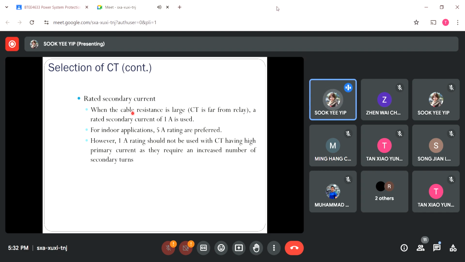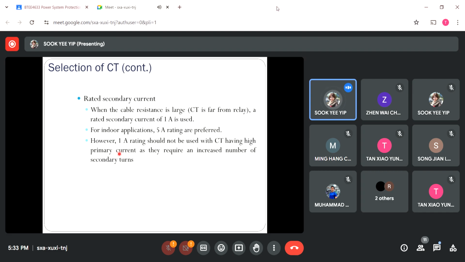So with this scenario, we usually will prefer to use the current transformer with the secondary current rated at 1 amp instead. But for indoor applications, the distance between the relay and current transformer is not so high right now. So we can use much higher ratings like 5 amp in such a case. But the current transformer with 1 amp secondary rated current should not apply to the system that is expecting to measure high current values.